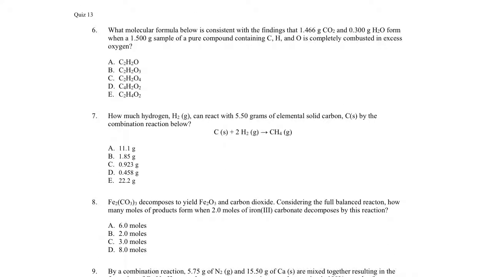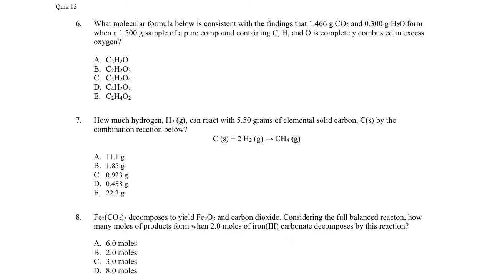Moving on to number 6, what molecular formula is consistent with the findings that 1.466 grams of CO2 and 0.3 grams of water form when a 1.50 gram sample containing CHNO is completely combusted in excess oxygen? Okay, so the idea here is that this compound combusts and all the carbon is converted to CO2 and all the hydrogen is converted to water. So every bit of the hydrogen in water comes from the hydrogen in the sample, and the O, we're just going to determine this by difference.